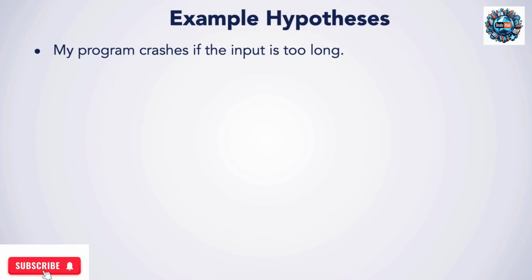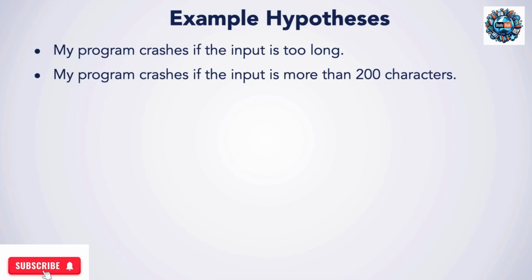We fail a test case in which our program crashes instead of producing its correct output. As we debug, we form the hypothesis, my program crashes if the input is too long. What do you all think of this hypothesis? Is it good or does it need some improvement? How could we improve it? Take a second, feel free to pause the video and think about it.